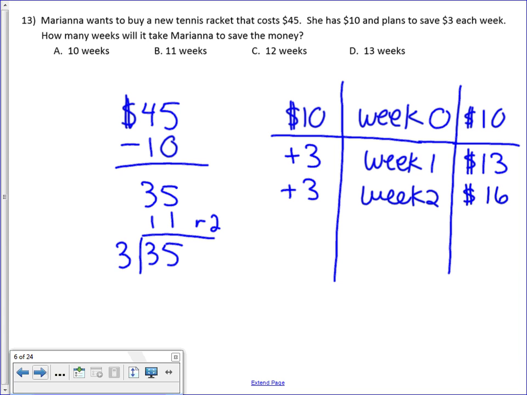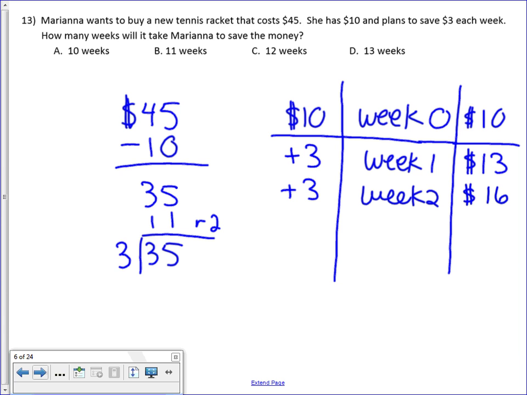So is she going to have enough money in 11 weeks? Or is it more than 11 weeks? This is the trick. She doesn't have enough money in 11 weeks. In 11 weeks, she only has $33 that she saved. Plus the 10 she already had, that makes it $43. She still needs $2 more. In which case, then, it's not 11 weeks.